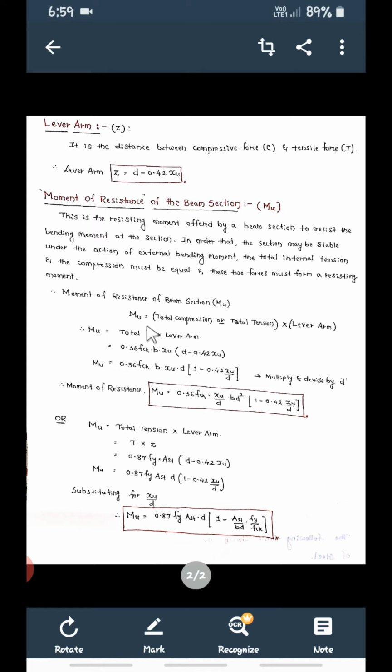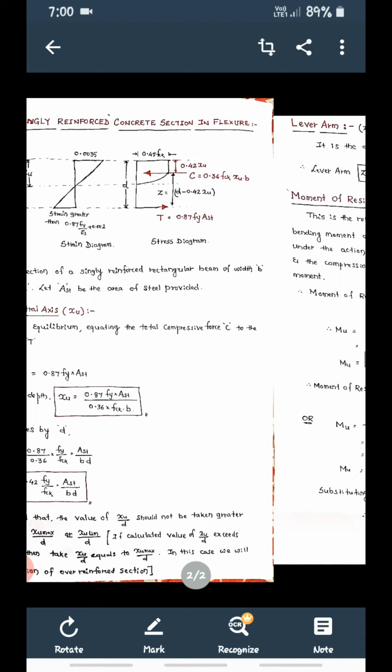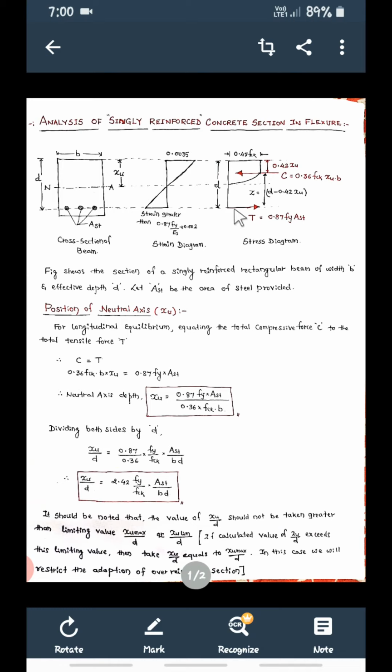There are two forces now. One is the total compressive force C and the other is the total tensile force T. Therefore Mu is equal to the total compressive force into perpendicular distance. Now see, if I take a moment at this point, what is the moment here? It is the total force C into the perpendicular distance between this and this. So C, total force C into Z.